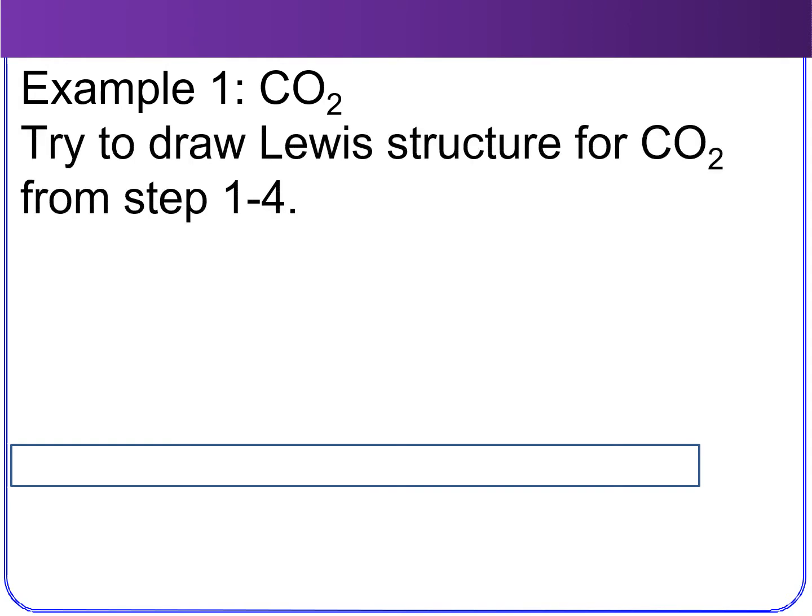Let's start with the first example in this video, carbon dioxide. When we draw carbon dioxide, we try to follow the 4 steps that we learned in the previous video. Step 1, calculate the total valence electrons. Carbon has 4 valence electrons, oxygen has 6, and we have 2 oxygens here. So the total is 16 valence electrons.